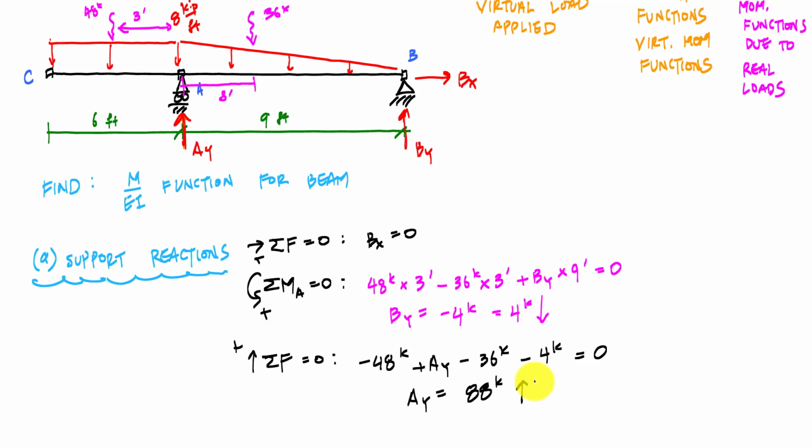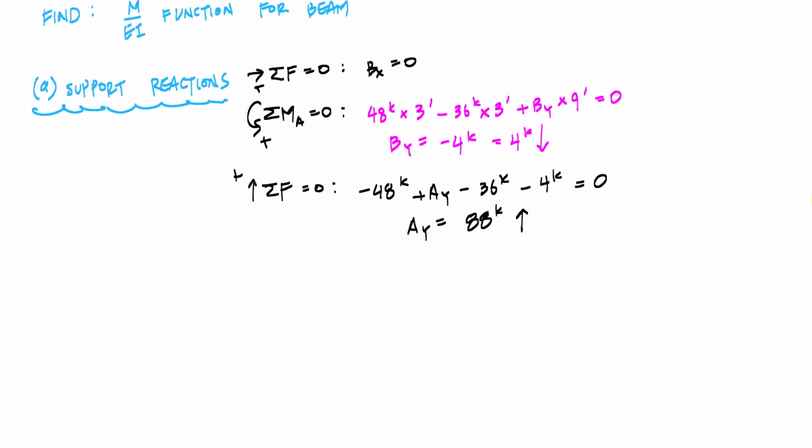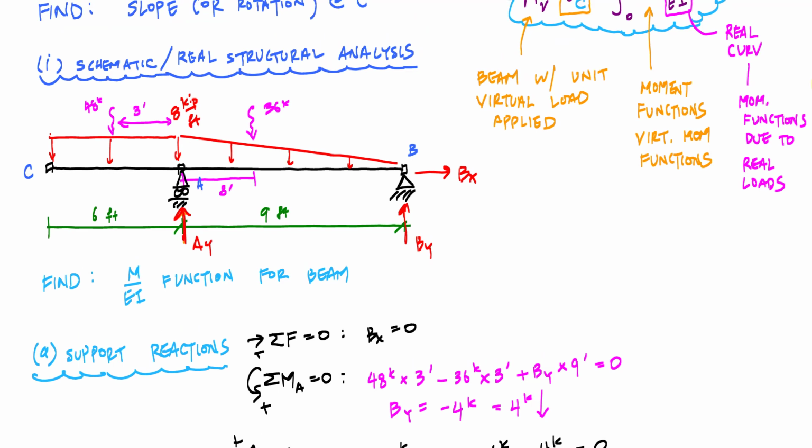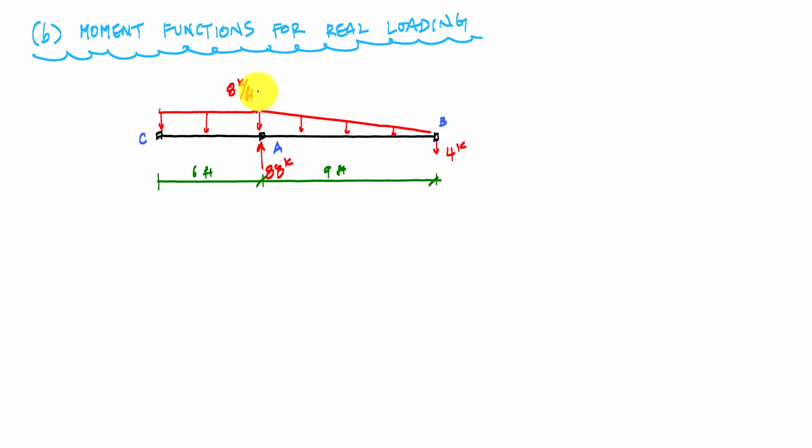Those are my support reactions, and once I have those, I'd like to redraw my beam structure with the support reactions all drawn in. So I'll go ahead and do that. Then I'll be able to start determining the moment functions. So here's my structure with the loading and the support reactions all drawn in. And now what I want to do is determine my moment functions.